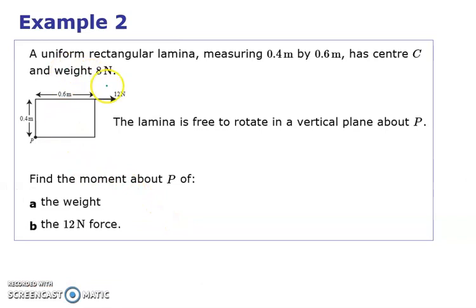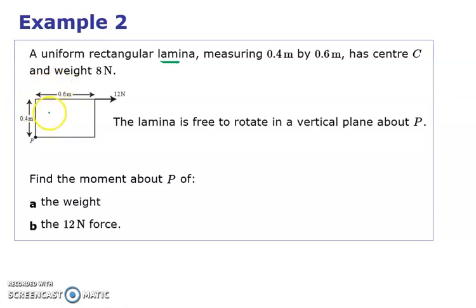It says a uniform rectangular lamina. Now, I should point out, lamina is like laminate flooring. It's flat and hard, and it's the flatness, I suppose, which is important. You can almost ignore its thickness as well. The uniform rectangular lamina measuring 0.4 by 0.6. I suppose it's like just a big piece of wood, really. Has center C and weight 8 newtons.